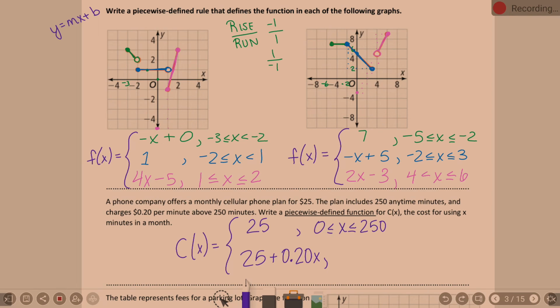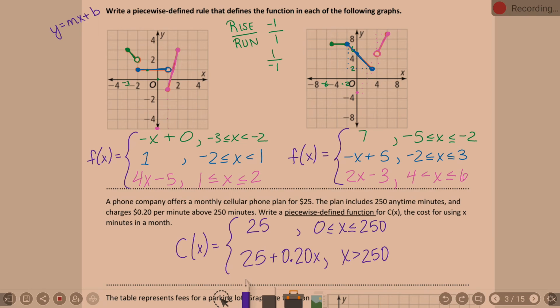On what domain? 250 to infinity. Okay, 250 to infinity. Fair enough. I'm going to just say x greater than 250. Okay. That's a word problem for you. You'll see something like this in homework. Look for the pieces, try and put it into an equation. That's all we have to do for that one. We're just writing the equation.